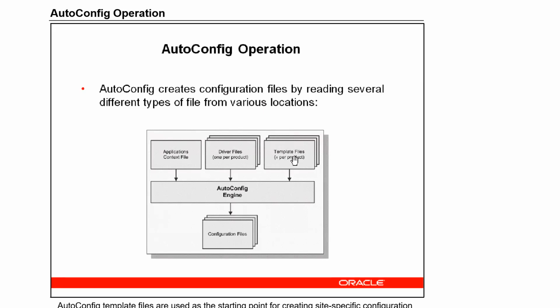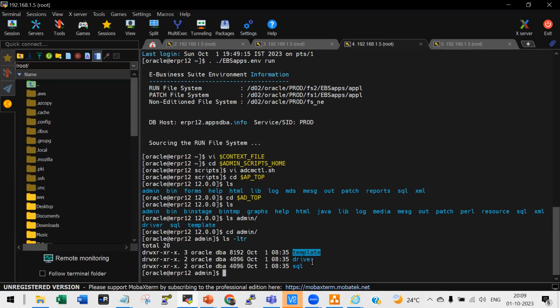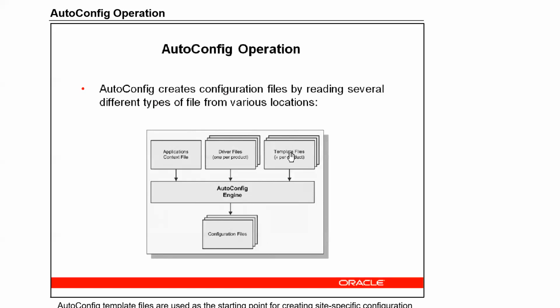So actually, how does Oracle Applications bring new files? When you're applying a patch, it updates these templates. It updates the driver files, and then when you run autoconfig, it gets created. It will collect this information from these templates and creates all the configuration files. So that is how it is maintained. That's what I wanted to show you. If you go to any folder, you'll find template files also.